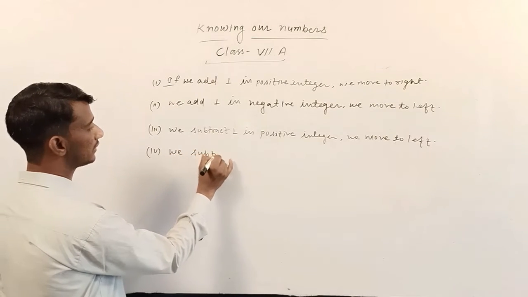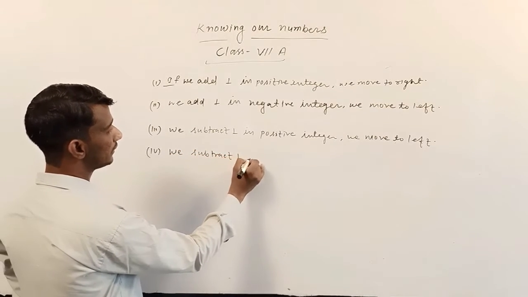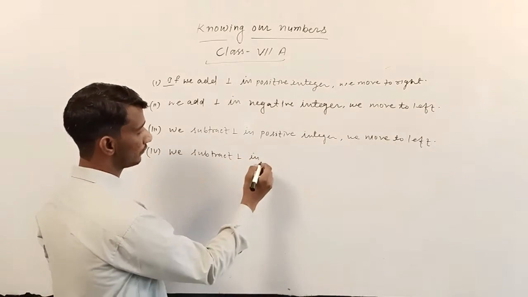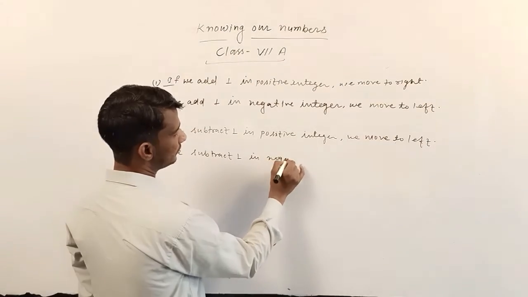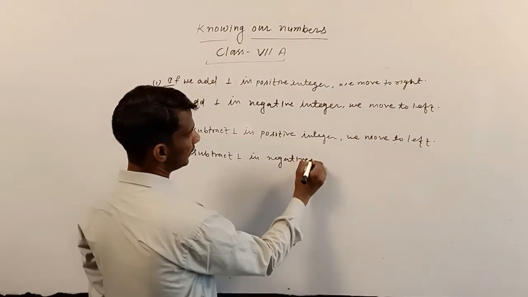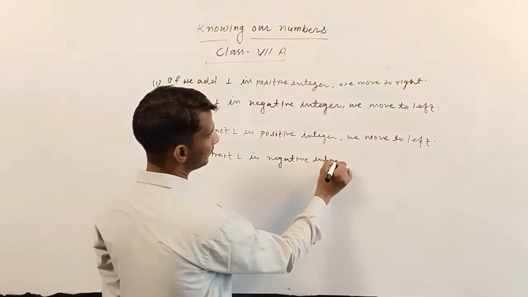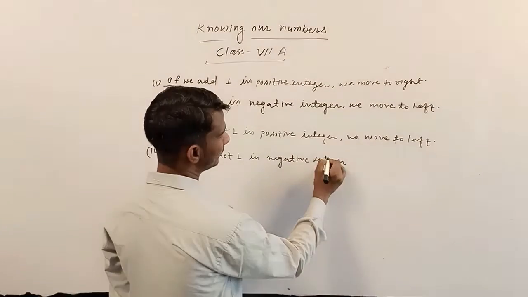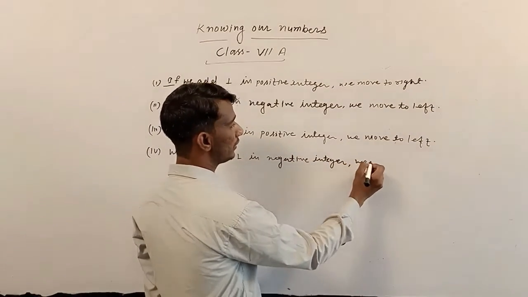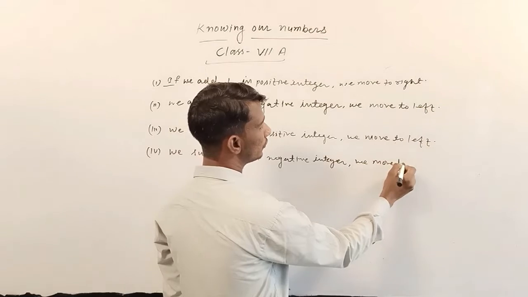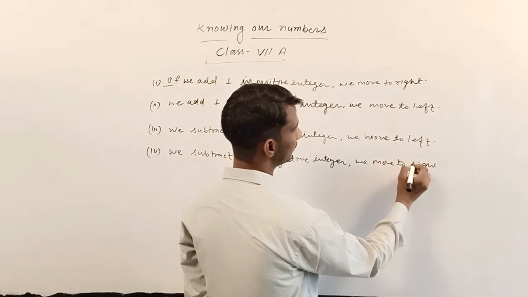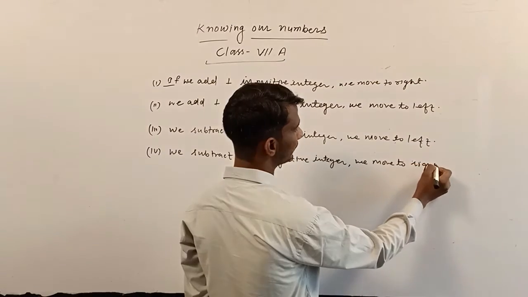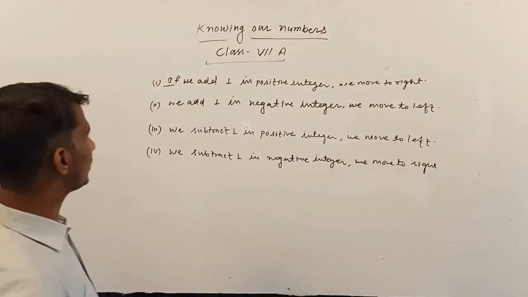And last, if we subtract 1 from a negative integer, we move to the right. Okay. I am just checking the statements again.